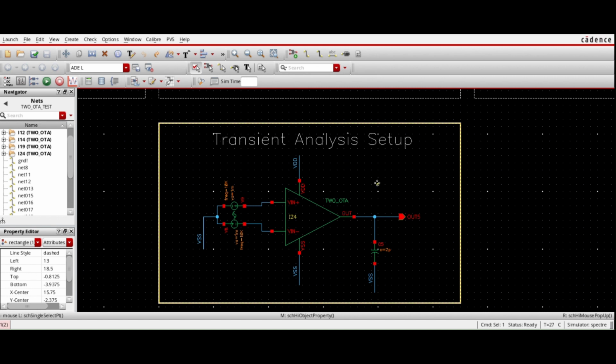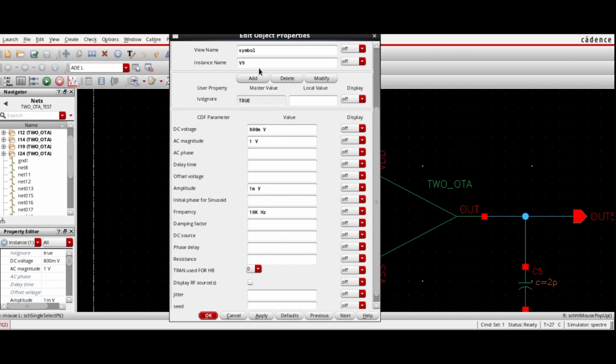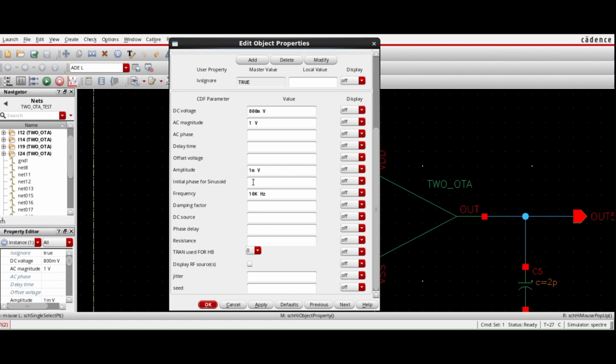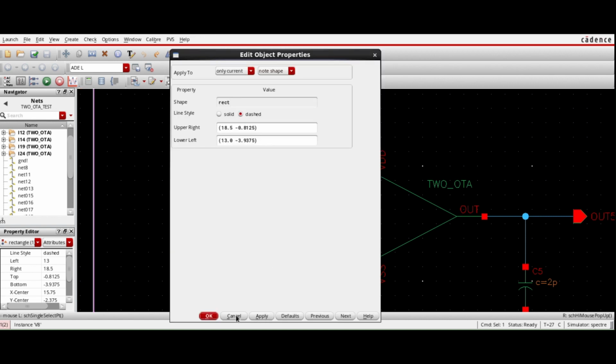So before starting, I have to launch the ADL. I already launched the ADL. Here, if you want to place it, click Q, and then I can show you that there are two things I have to change. One is the amplitude, which is basically 1 millivolt, and the frequency, which I take as 10 kilohertz. So the period is 0.1 millisecond. The frequency is 10 kilohertz. This is for one differential signal, and the other differential signal is also the same.